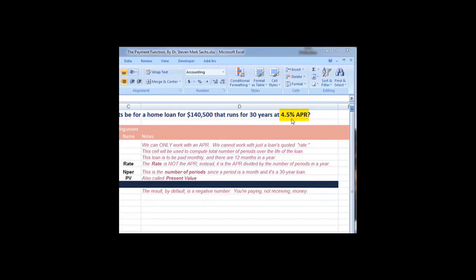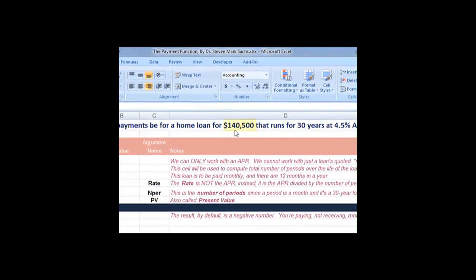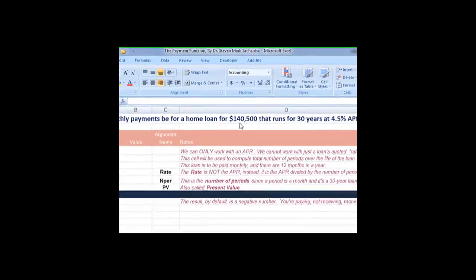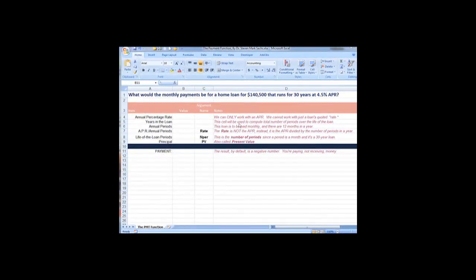You cannot compute the loan without knowing the APR. Other interest rates are practically meaningless. You also need to know the present value of the loan. That's the amount you're actually borrowing, and in this case it's $140,500. Let's look at the entire homework sheet that I have devised to help explain the arguments.